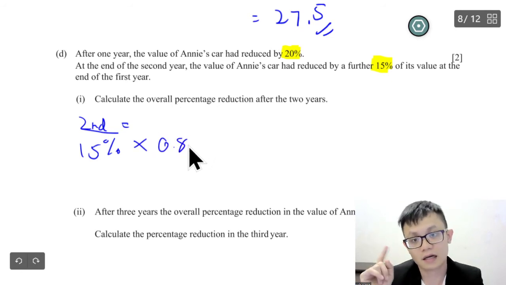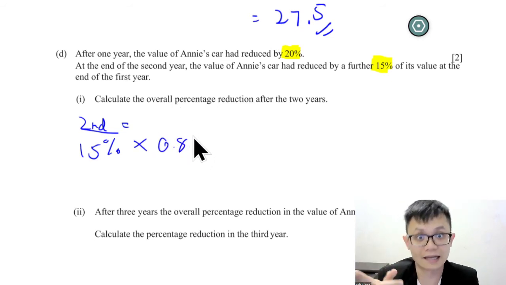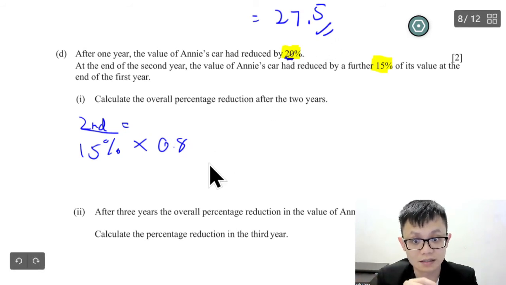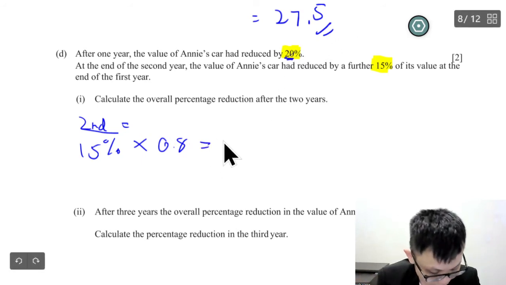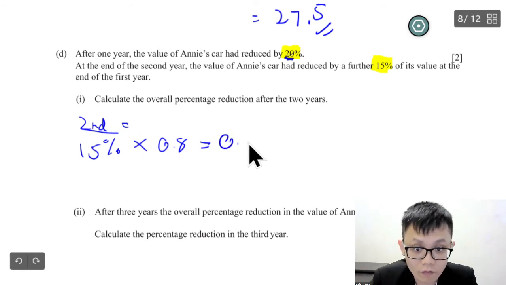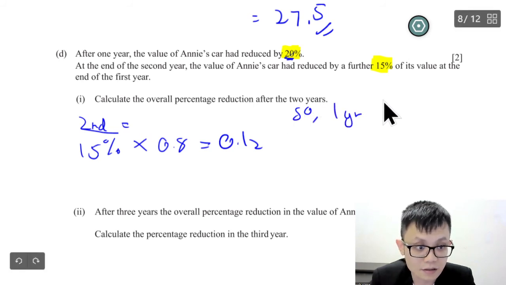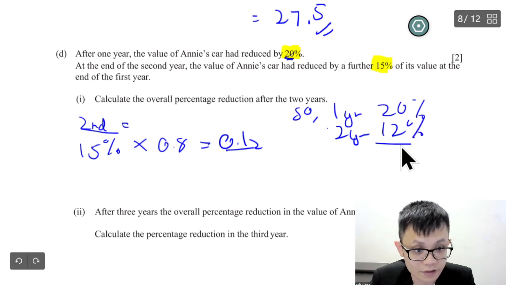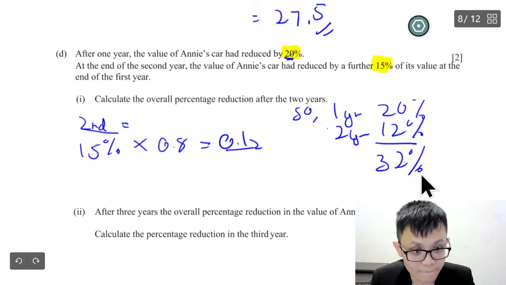Because 0.8 is after reduced 20%. So you probably will get 0.12. So the first year, which is actually 20%, plus the second year, which actually is 12%, so we'll get 32%.